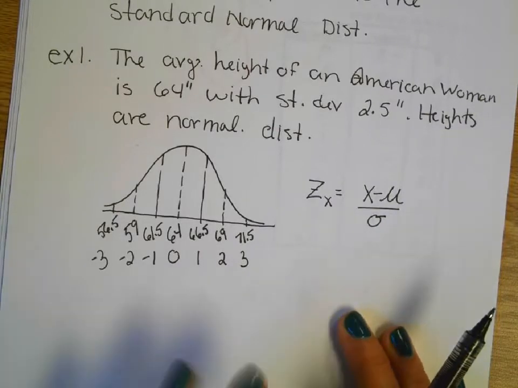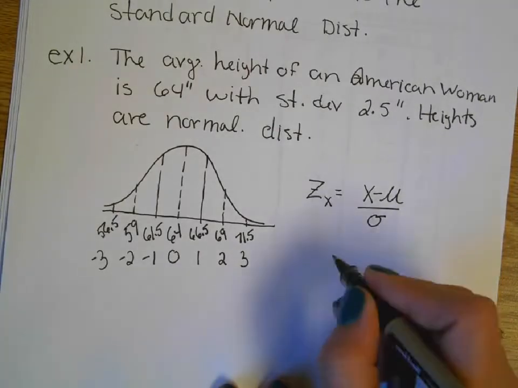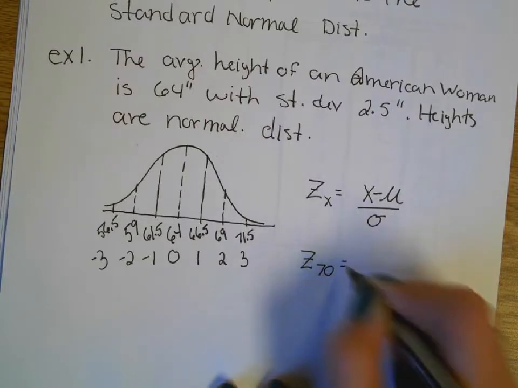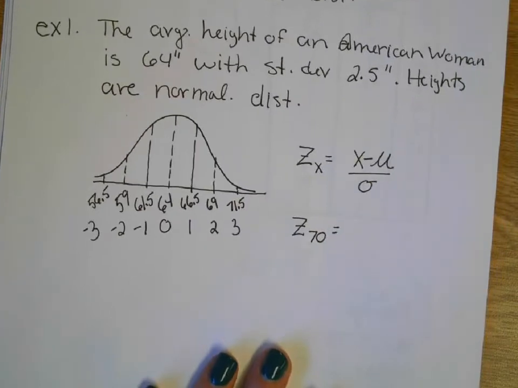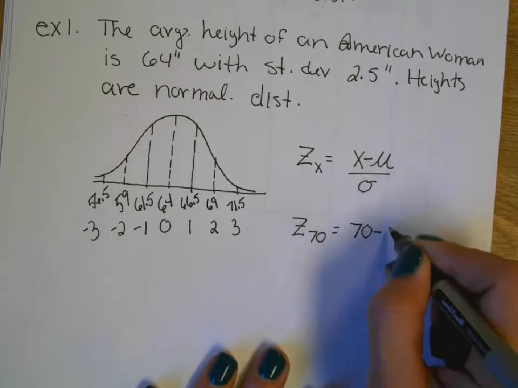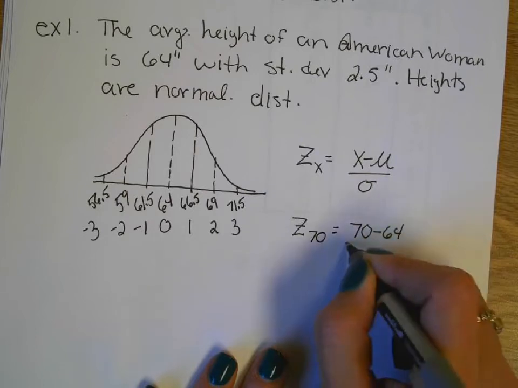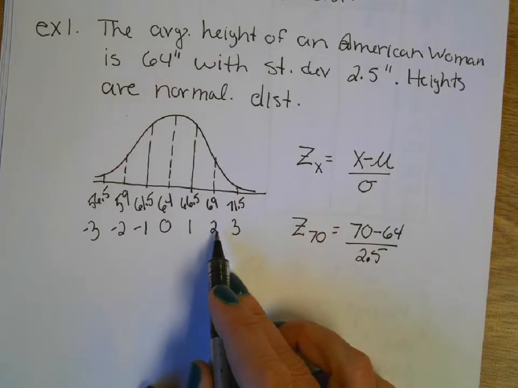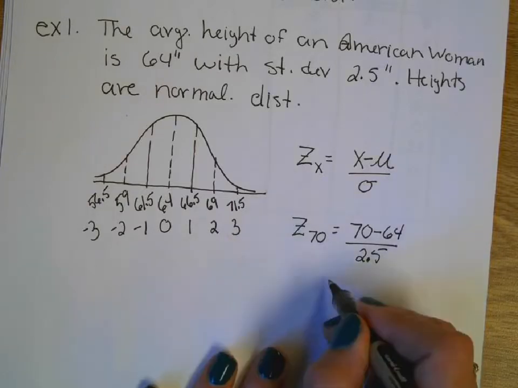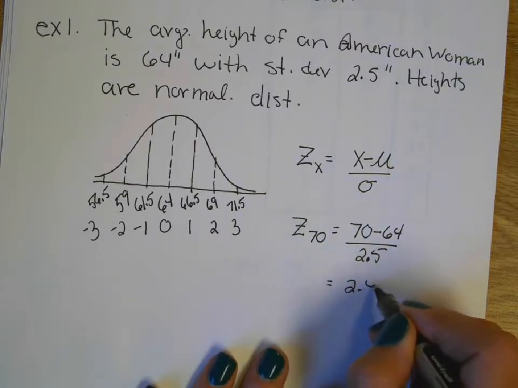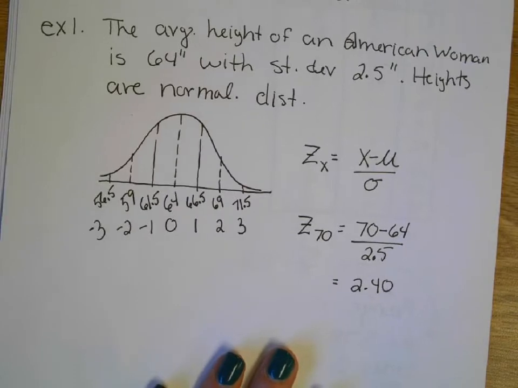So, before we move on, let's just practice. What if I had a height of 70 inches? What would its z-score be? This one's not on one of our exact values, so it's just a plug and chug. 70 minus 64 divided by the 2.5, and you should be getting 2 point something. And remember, z-scores go out 2 places, just like our table. What is it? 2.4 exactly.